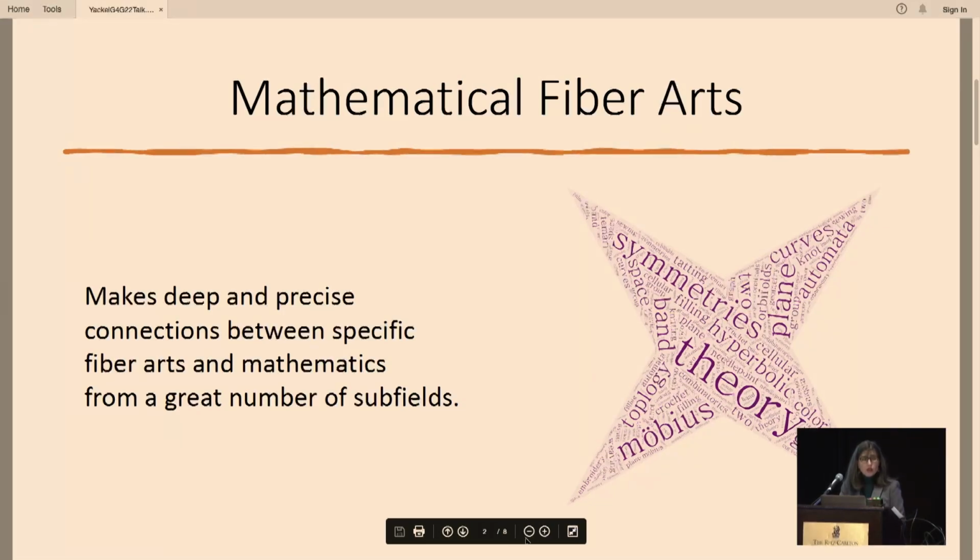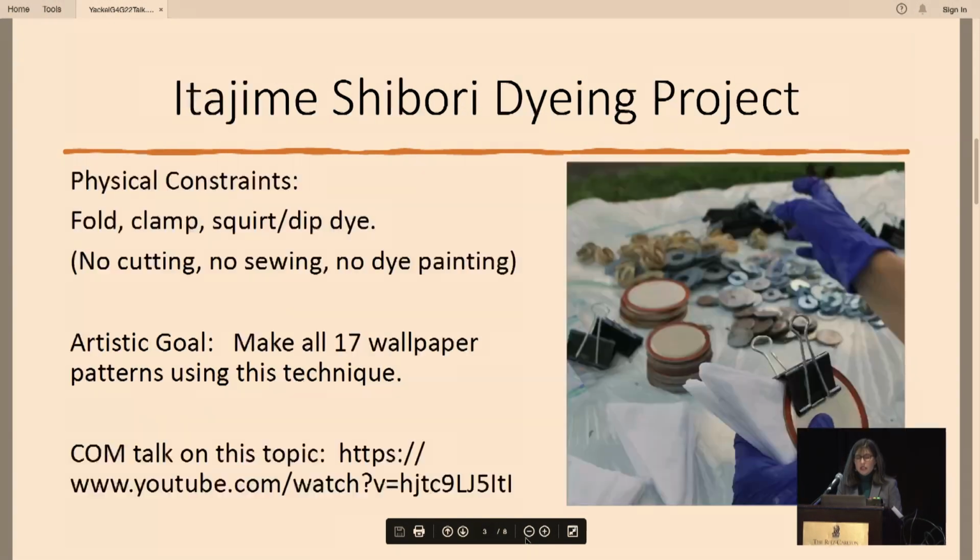And sometimes the goal is to make an object that will visually display a mathematical idea, but sometimes the goal is to use mathematics to solve a fiber arts problem. And it's really most fun when these things work together, as you will see. So I'm just going to give you an example to give you the idea. It's the example that I had from my previous talk, so you're going to understand the theorem that I came to.